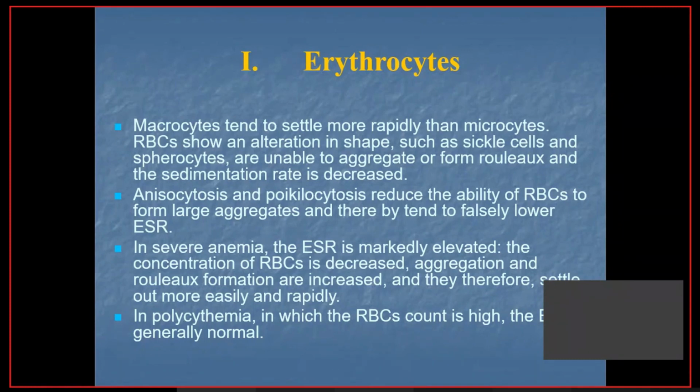And in polycythemia, the red blood cell count is high and the ESR is generally normal. In polycythemia the red blood cell count is always high, but you can see the erythrocyte sedimentation rate is very low, though there is a larger number of red blood cells.